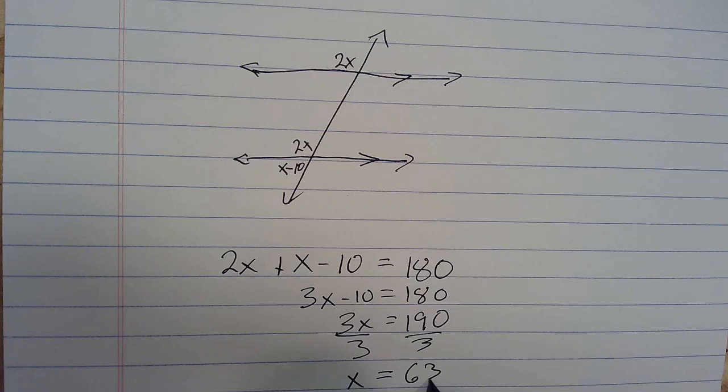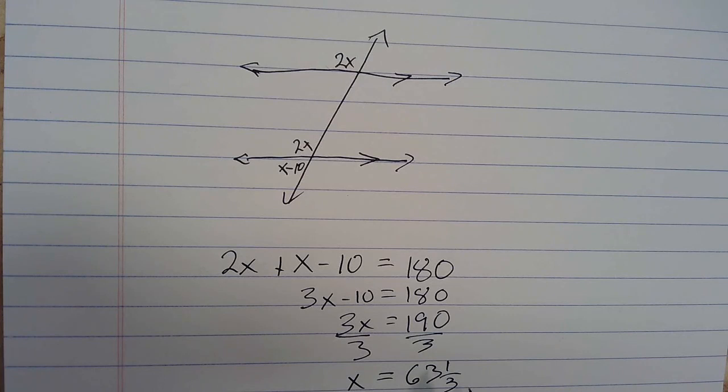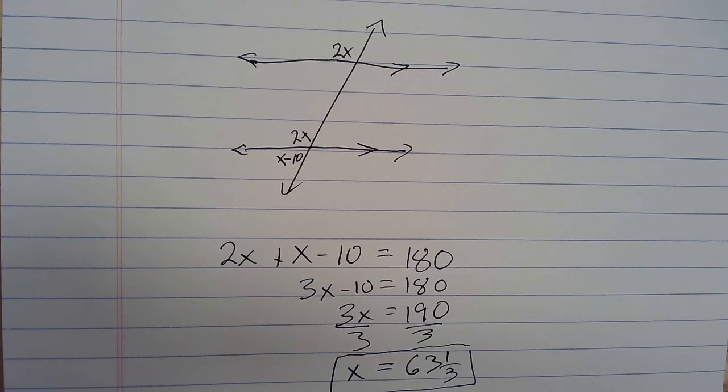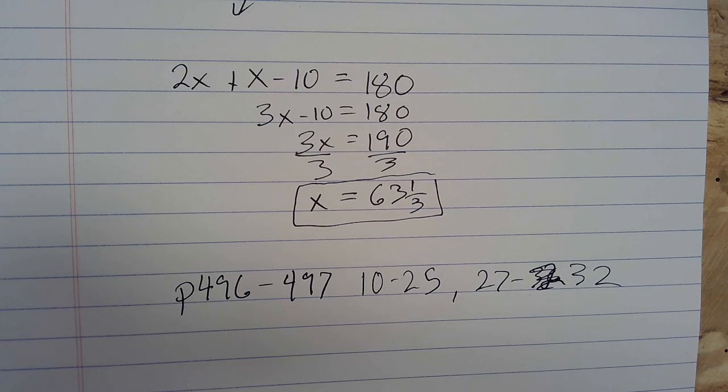Kind of fun. So with that, you guys need to go ahead and start in on your homework assignment. Your homework assignment for this lesson is on page 496 through 497, 10 through 25, and then 27 to 32. Did you see how I did that with movie magic?